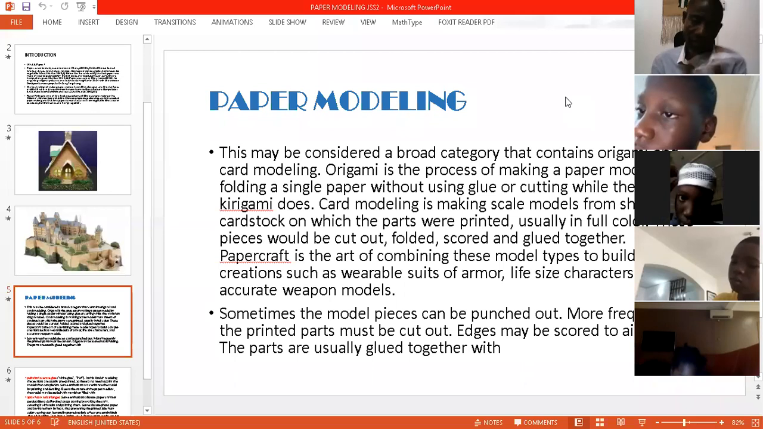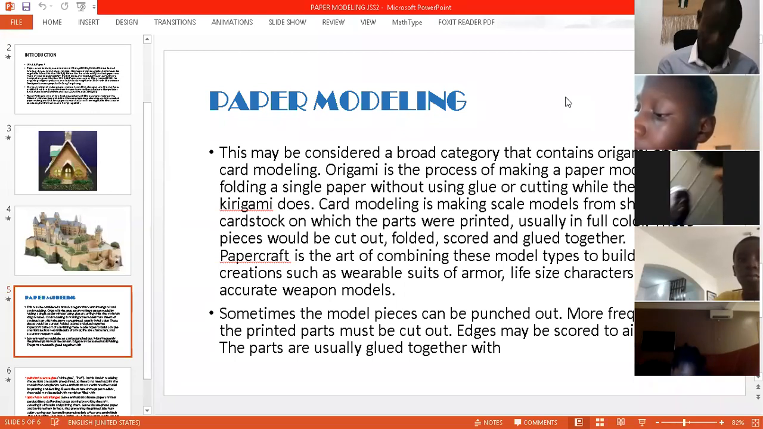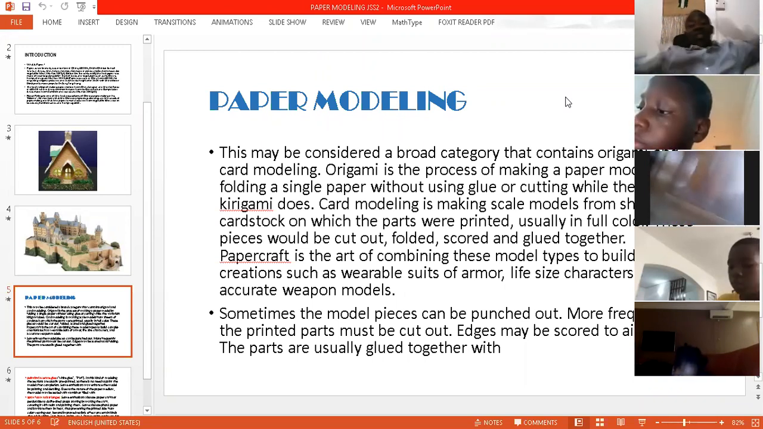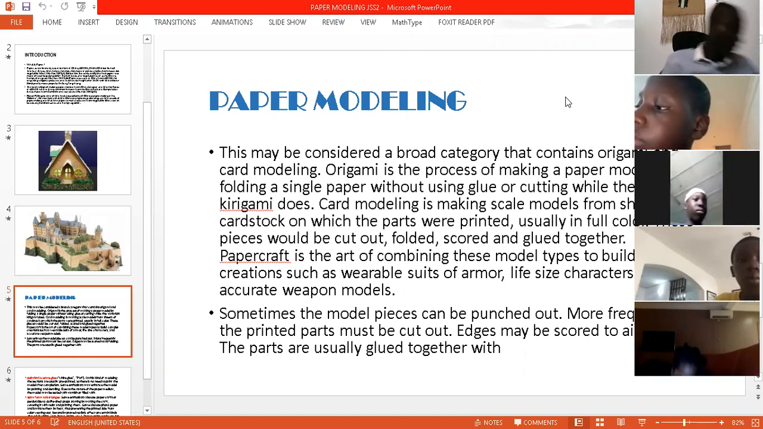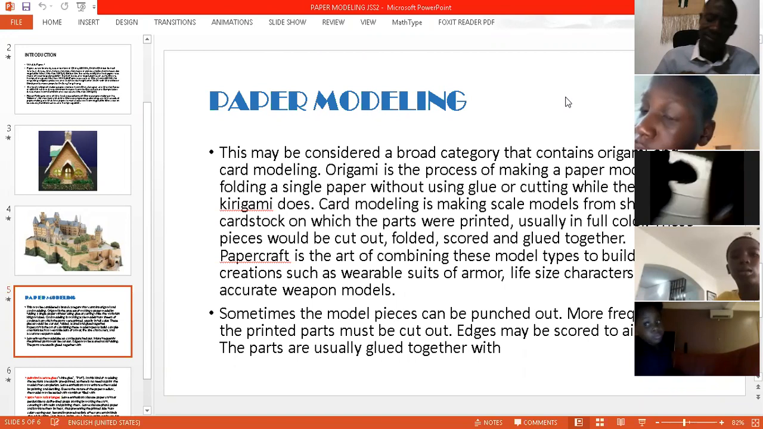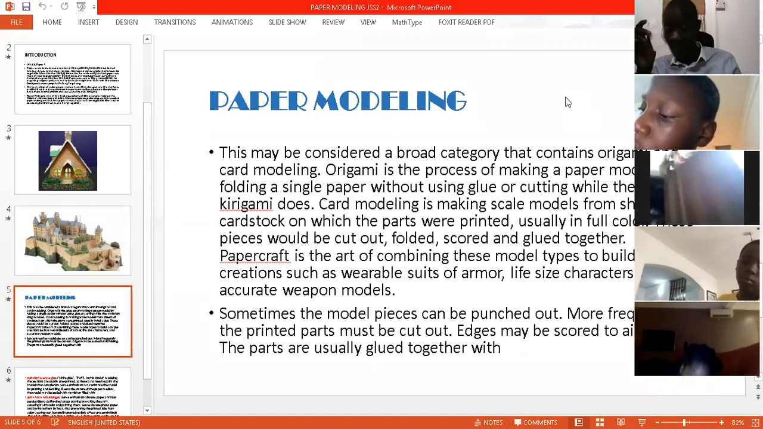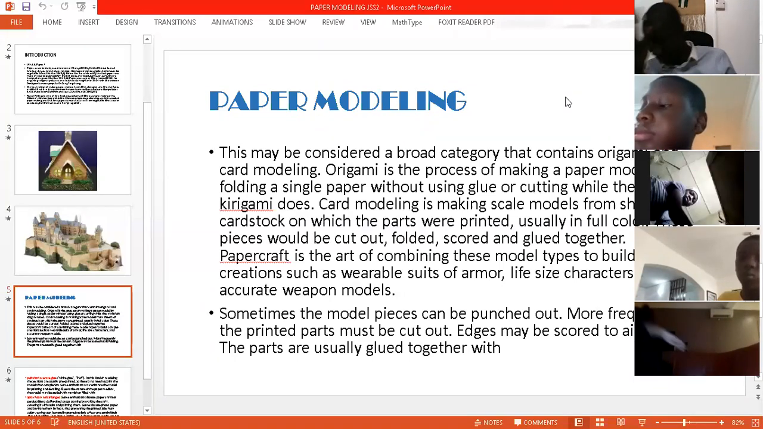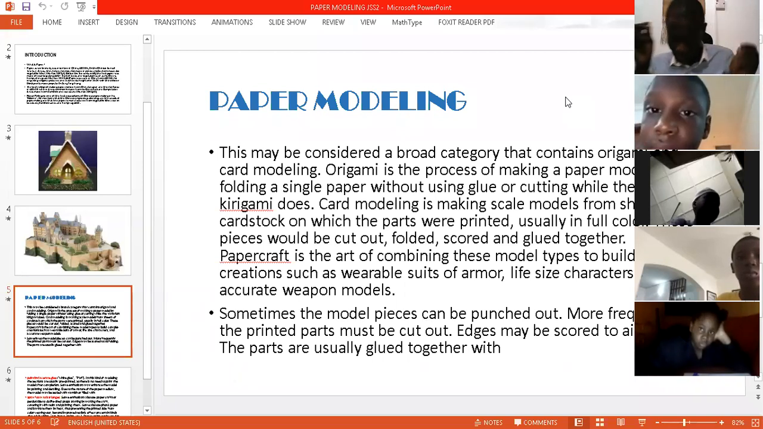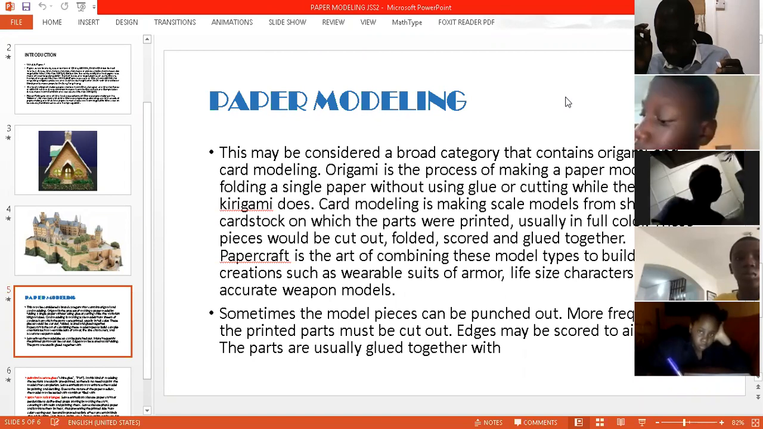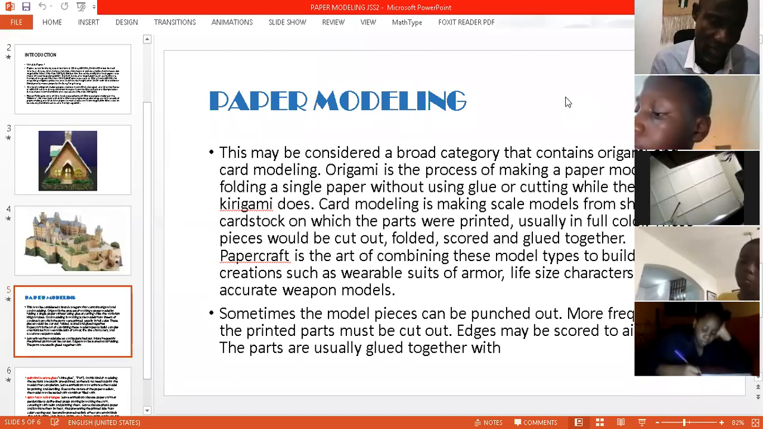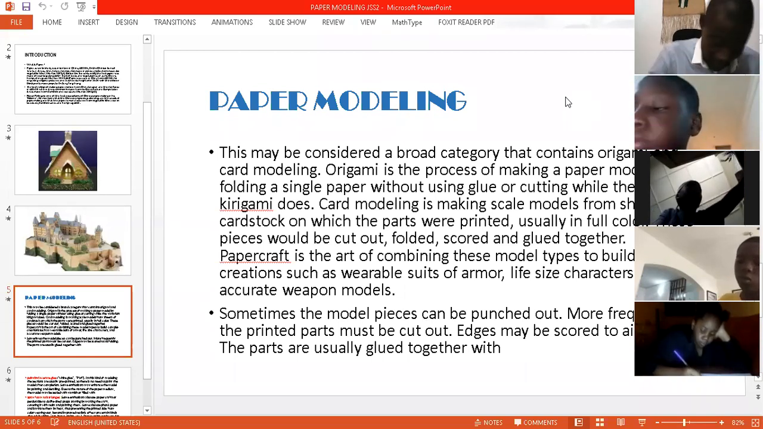That means when you talk of origami, you use a single paper to create a shape. But when you talk of kirigami, you cut a series of paper. Like if this is a full paper, by the time you cut like this, it forms another type of paper. By the time you cut like this, it forms another one. So, what I've just done is to explain to you kirigami. In kirigami, you cut pieces of paper and you stick them together to form your shape.